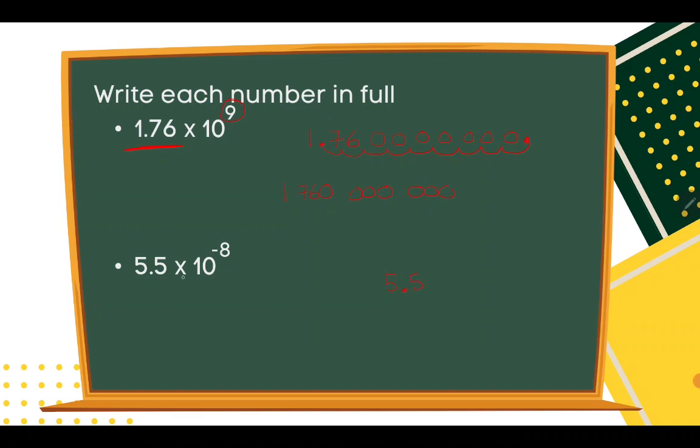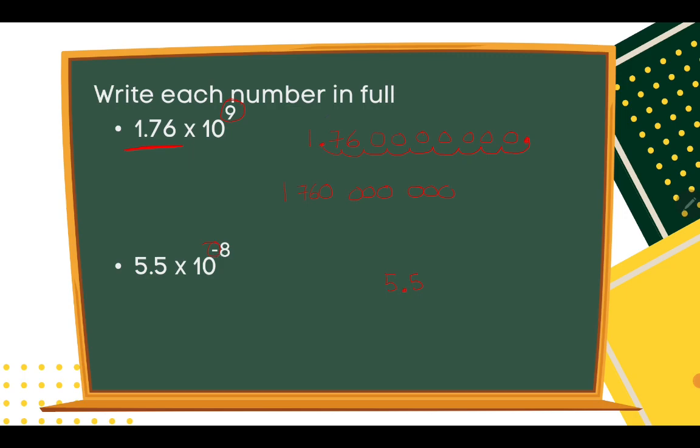Now the last one, this one, 5.5, and times it by 10 to the power of negative 8. There is the negative here. It means the dot will move to the left or to the right? To the left, right? Because it's being divided. Move to the left for how many jumps? 8.